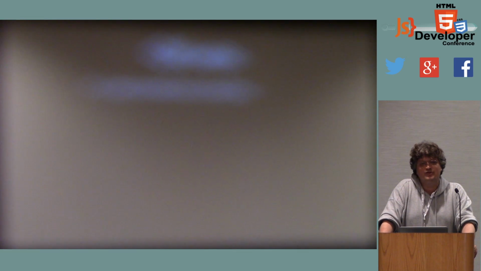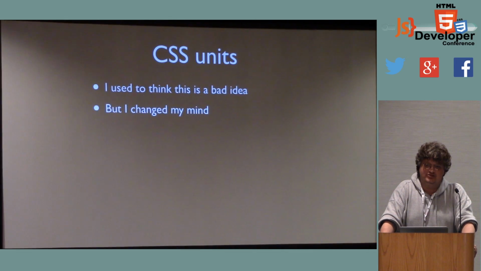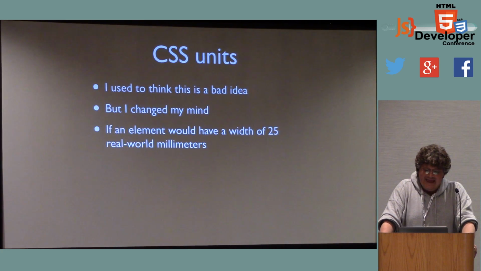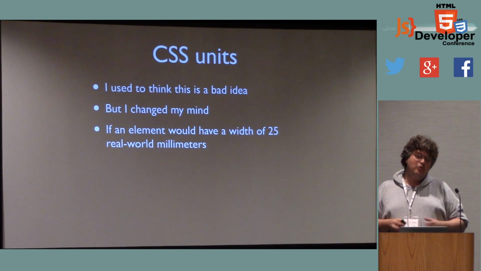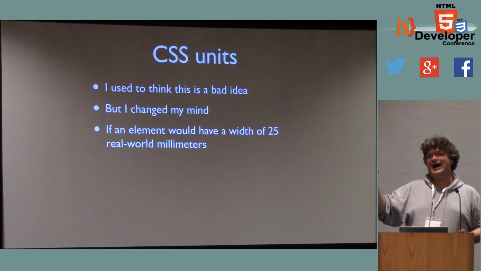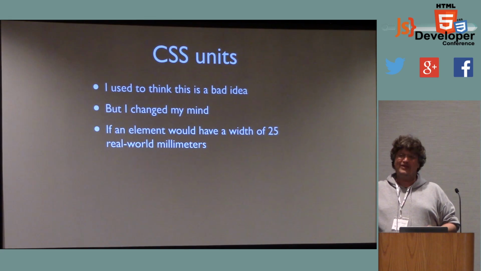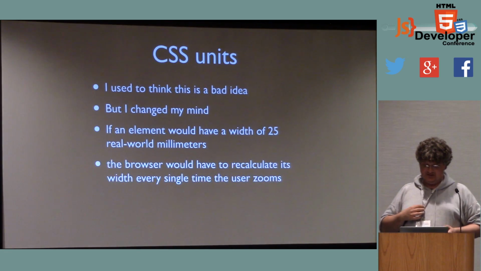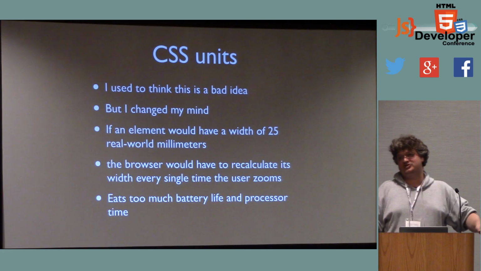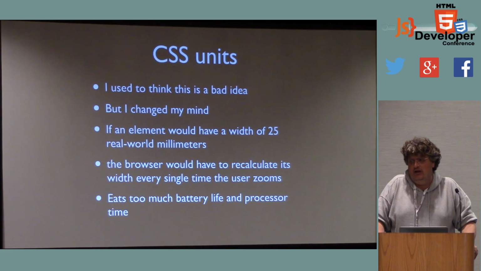Now, I used to think that it was a pity. I used to think that it would be pretty cool to have your site respond to real-world widths too, but I changed my mind. If an element would have a true 25 millimeter width or min-width, that would mean that every time the user zooms in or out, the browser has to recalculate the width of the element, because it may now be larger or smaller than 25 real world millimeters. And that eats way too much battery life, processor time, and memory.